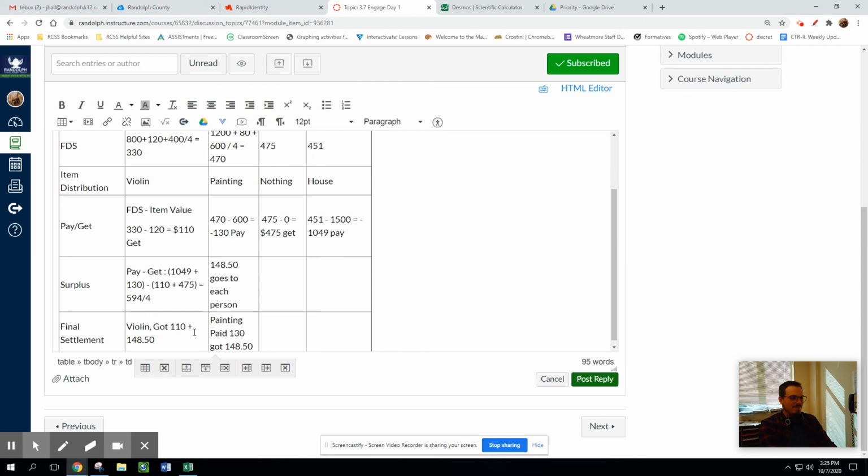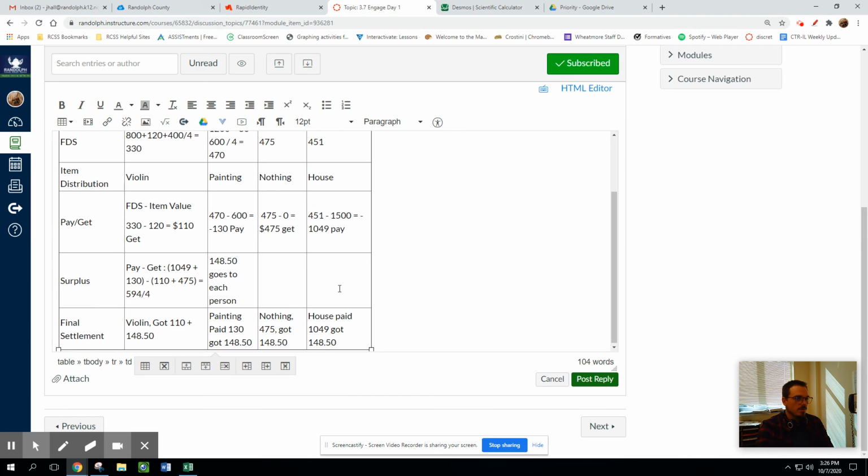I don't remember who the next person was, but they got nothing. Then got 475, then got 148.50. You could add those two together if you needed. Last person got the house, paid 1,049, and then got 148.50. So that's the answers. There's your table to do it.